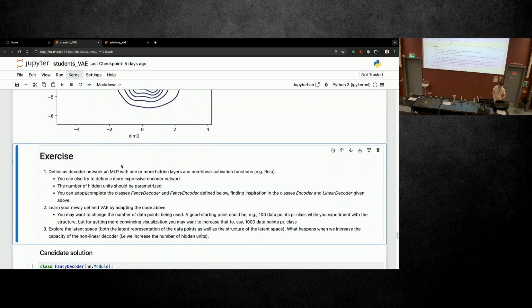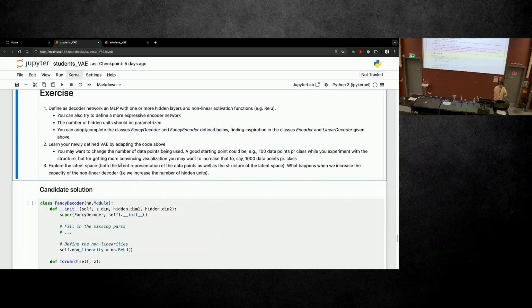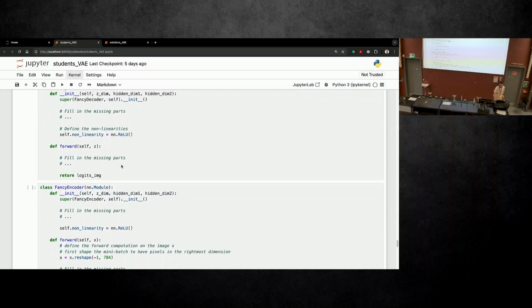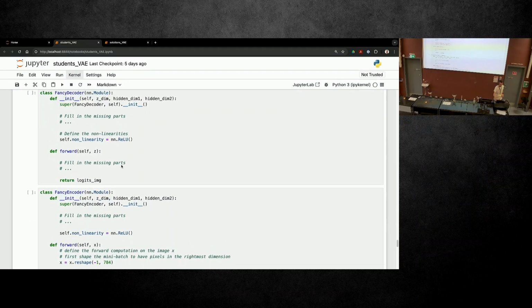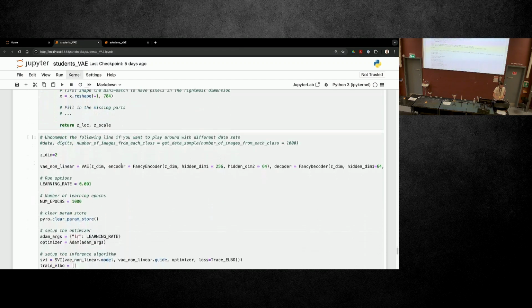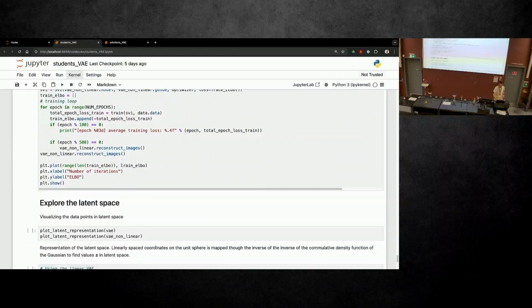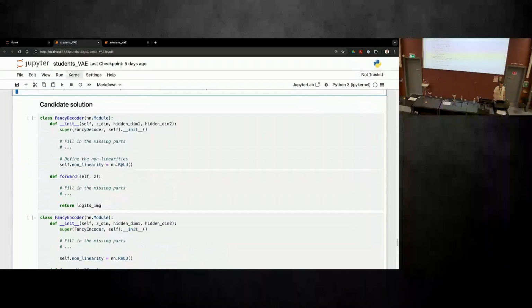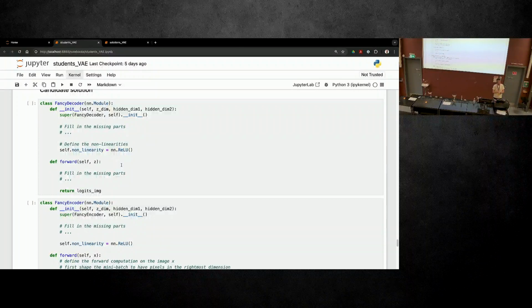So what you'll be working with a bit now, before we end for today, is to try to improve on this. We have made some code here for a fancy decoder and a fancy encoder that you can try to fill in. Maybe a good starting point would simply be to copy the code that is already given in the not so fancy encoder and decoder. And then we have all the code down here for doing the learning, plotting and comparison of the latent spaces. But this is the part to fill in.